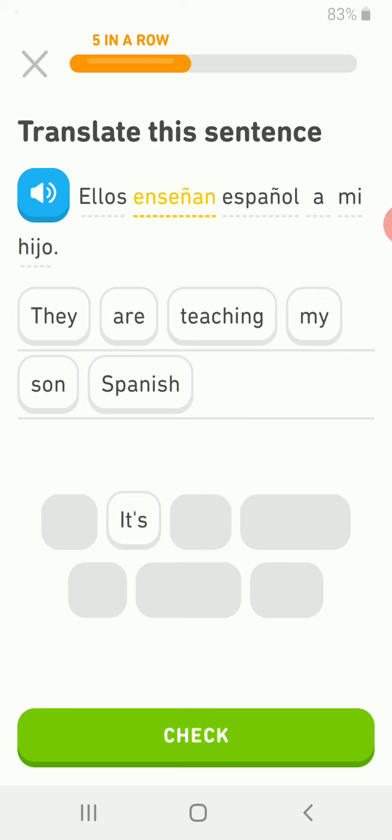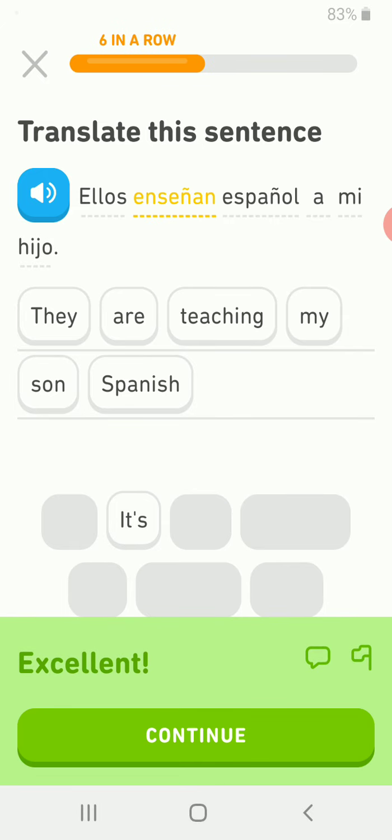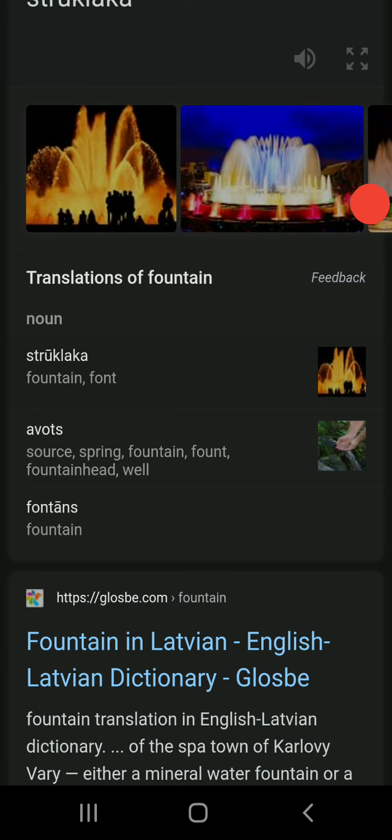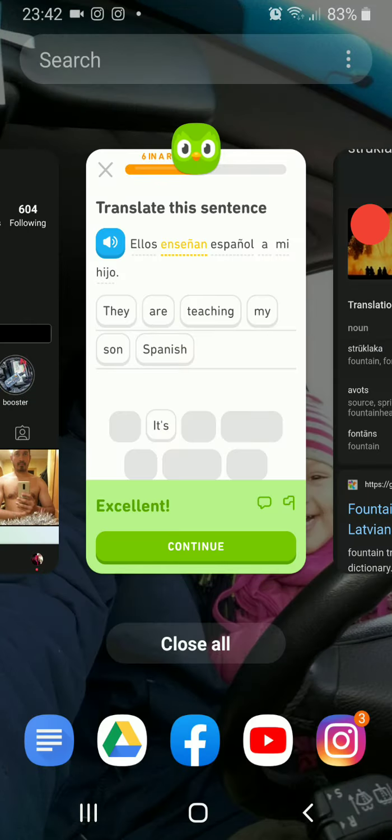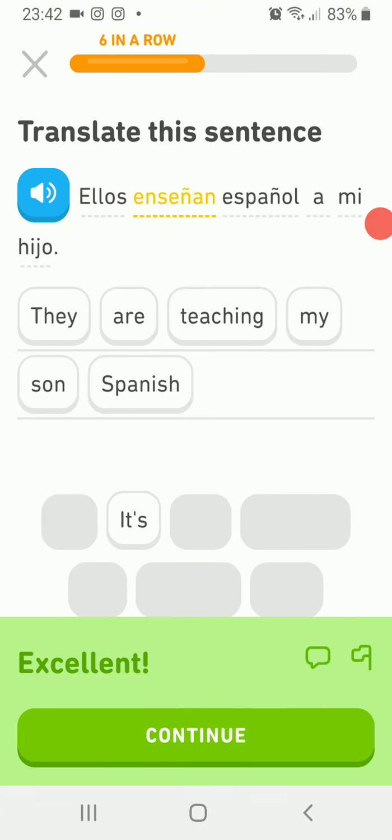To see to him or to meet with him. To meet to him, no. So ellos enseñar a quién, to whom. So enseñar a quién. We just have to get used to this form. Oh my God, sorry, just have to get back there. So they are teaching my son Spanish.